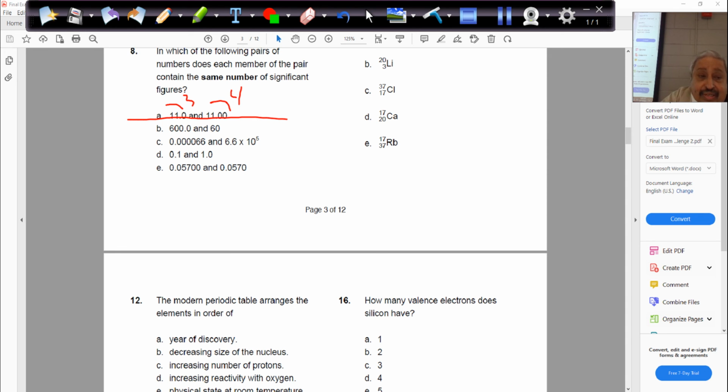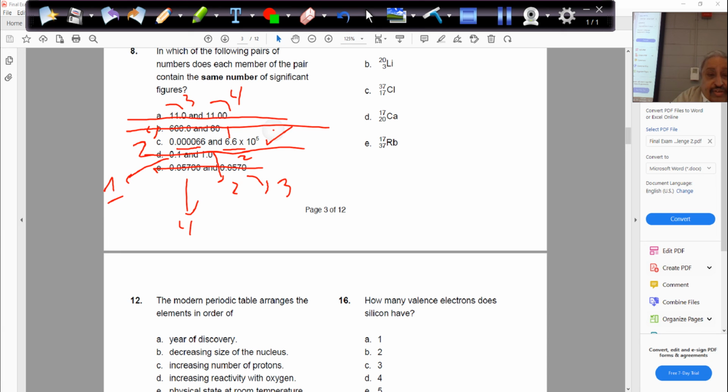Correct? Not the same. How about the second one? This is 1. This is 4. We can get this one out, too. How about the other one? The other one is what? This one is 2. This one is 2. That's it. Okay, guys. How about D? D is 1 and 2. So this is out. E is, we have 3 here, and we have 4 here. It's out. So the only one left is C. Okay, guys? The only one left is C.